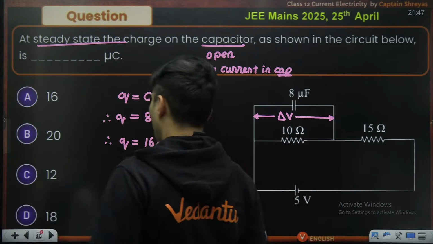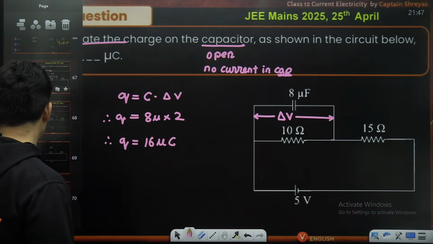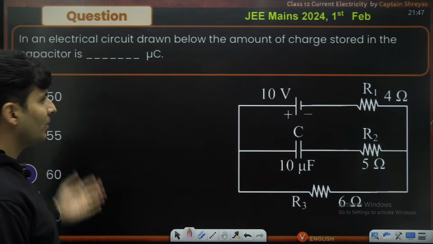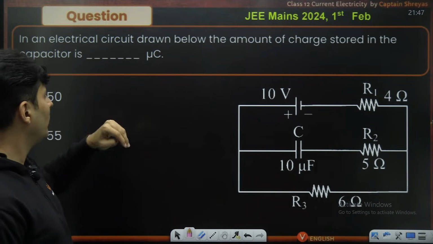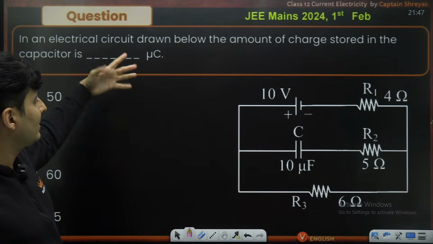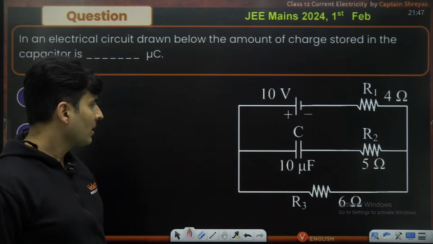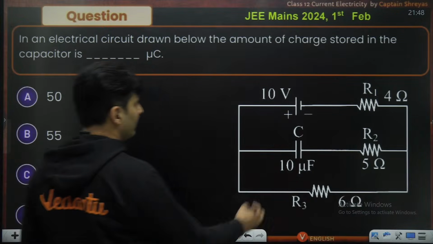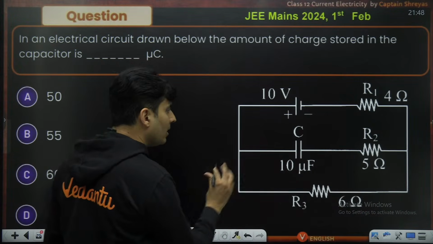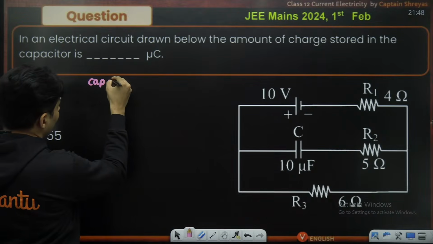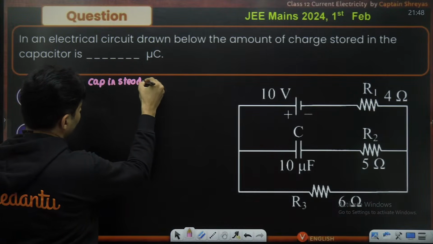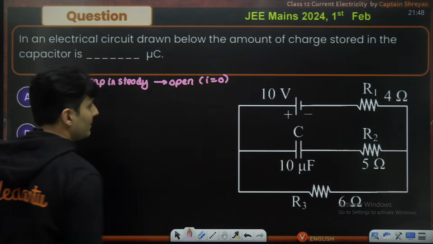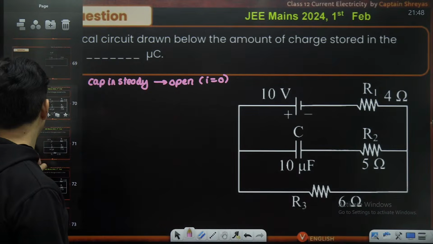Cool. Okay. Let's do another unique question, which is going to come up on your screen. Yeah, this one. Let's see if you guys can do this. An electrical circuit is drawn below. The amount of charge which is stored in the capacitor. Again, something like that. Again, I can see that this capacitor, because it is charged, it can be ignored. So capacitor in steady state is basically like open. The current in that part will be 0. So ignore that part and I will redraw it.